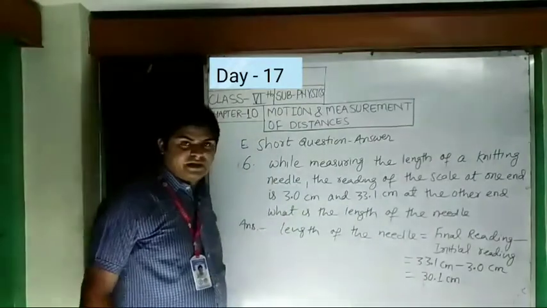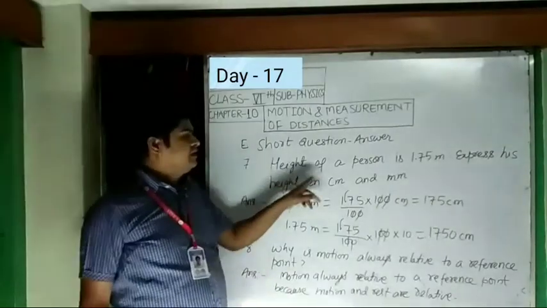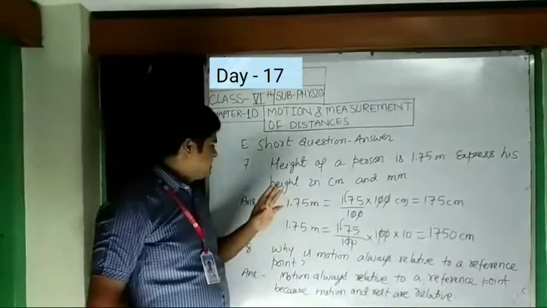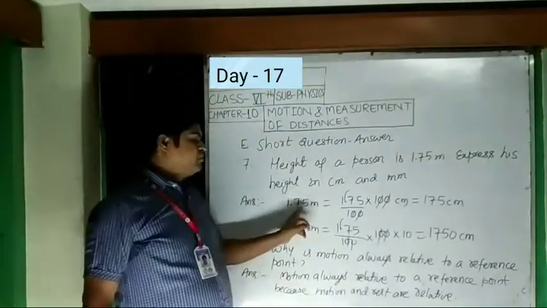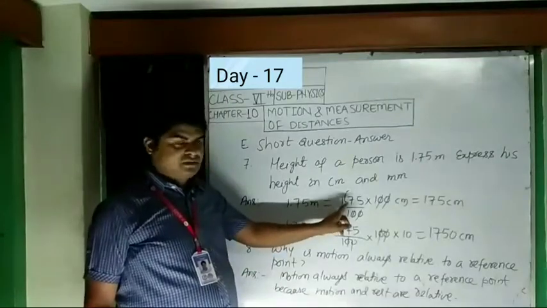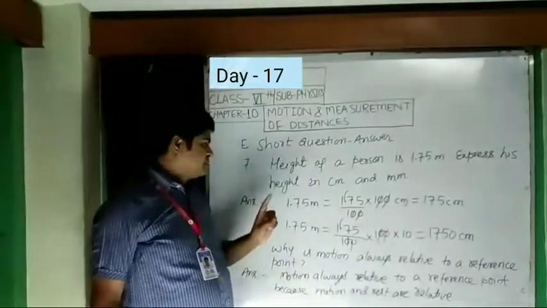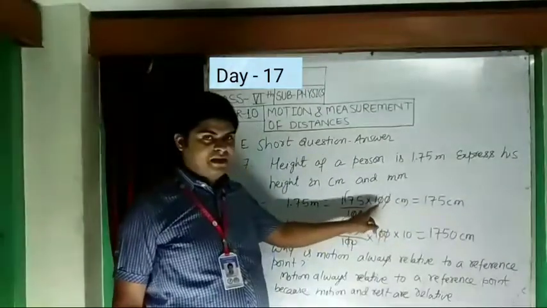Now let us see question number 7. Height of a person is 1.75 meter. Express his height in centimeter and millimeter. Okay, 1.75 meter is equal to 1.75 into 100 centimeter, because 1 meter is equal to 100 centimeter. So you will multiply with 100.